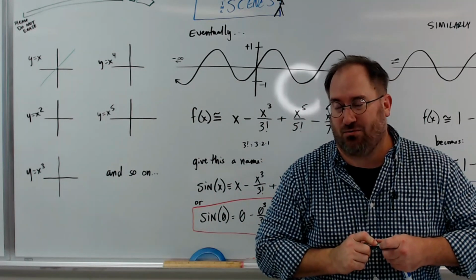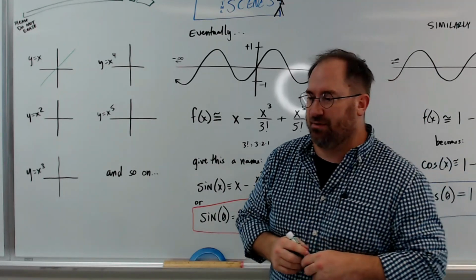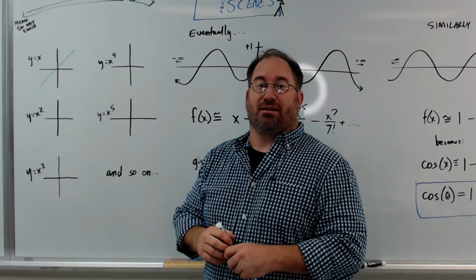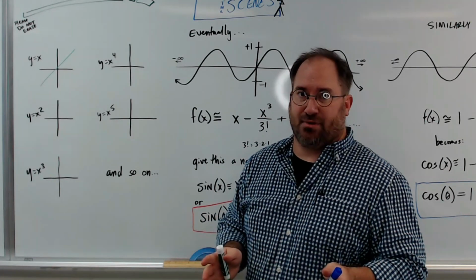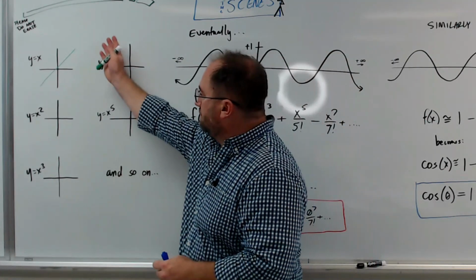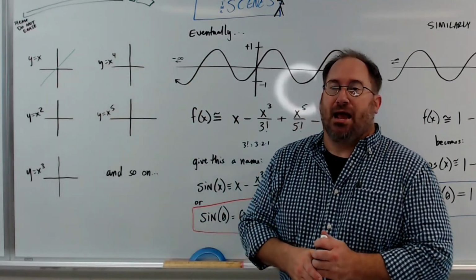That should have been y equals x, not y to the x. So I'll do that again. So let's do that one again. Y equals x, drawn. And it's just a straight line.